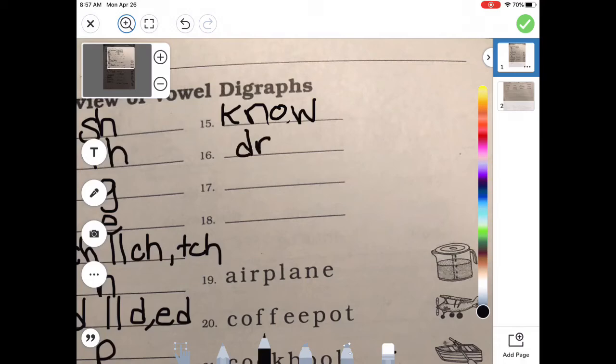Draw. So D-R, dr, ah. Okay, I have that ah sound at the end. Am I going to put just an O? No, what else can make that ah sound at the end? That's right, A-W, like draw or paw or saw.